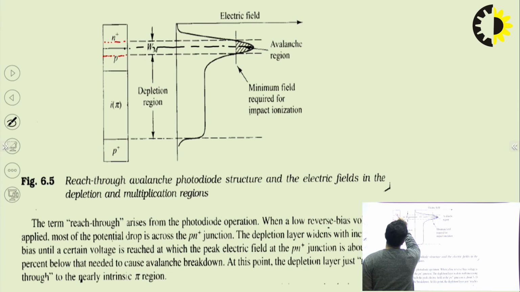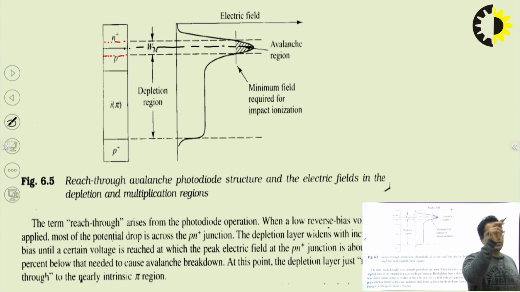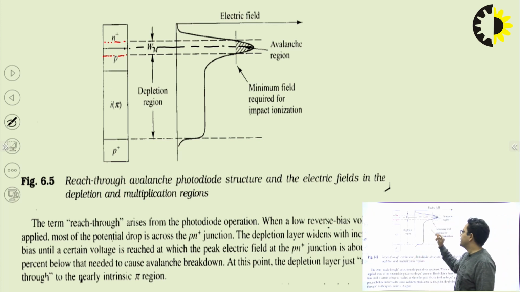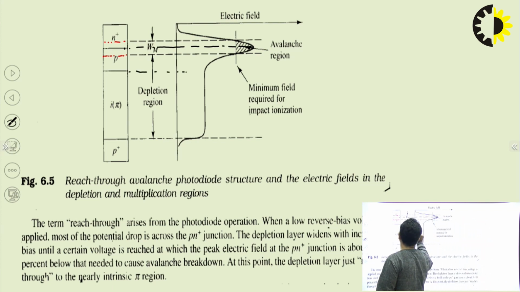In this region, we can see that the electric field starts increasing, moves to a maximum value at the junction of N plus and P. After that, it again starts decreasing, because here we have fewer positive charge carriers. So the positive charge carriers are going to decrease. Because of that, the strength of the electric field is decreasing.